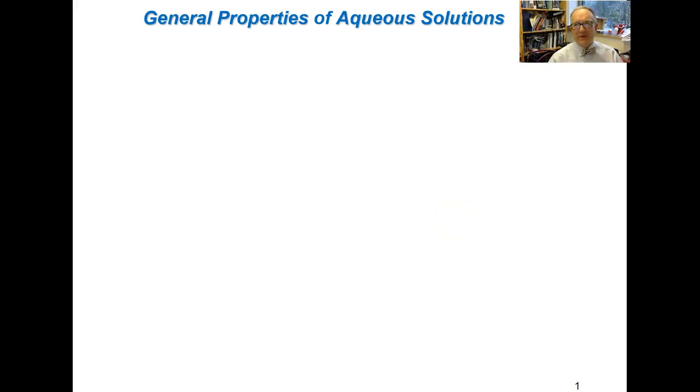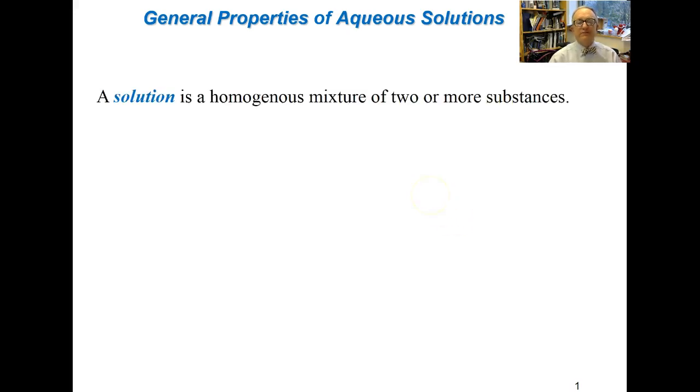Hello. Let's talk about solutions in general, and particularly as we talk about aqueous solutions. In general, a solution is a homogeneous mixture of two or more substances. We generally think of solutions as being liquids, but they can also be solids. Bronze is a type of solution, and the air that we breathe is a homogeneous mixture. It's a solution in that, if it's a homogeneous mixture, it's got a constant composition throughout, no matter what sample you take from it.